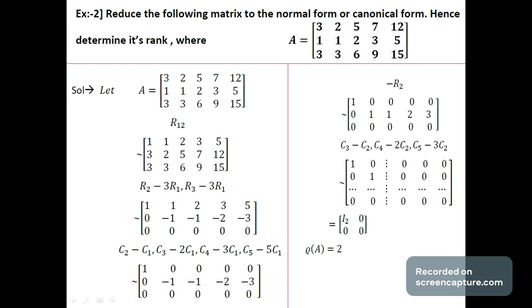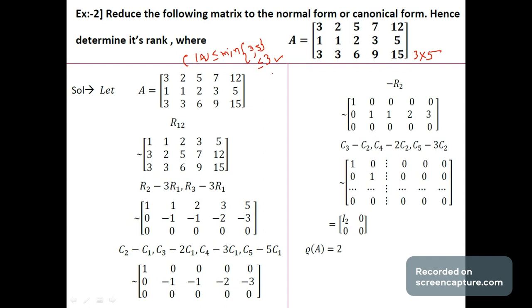So now reduce this matrix into normal form. This is the matrix of order 3 by 5. So therefore rank of A is less than or equal to minimum of 3 comma 5. So the minimum means 3. So rank of A is less than or equal to 3.